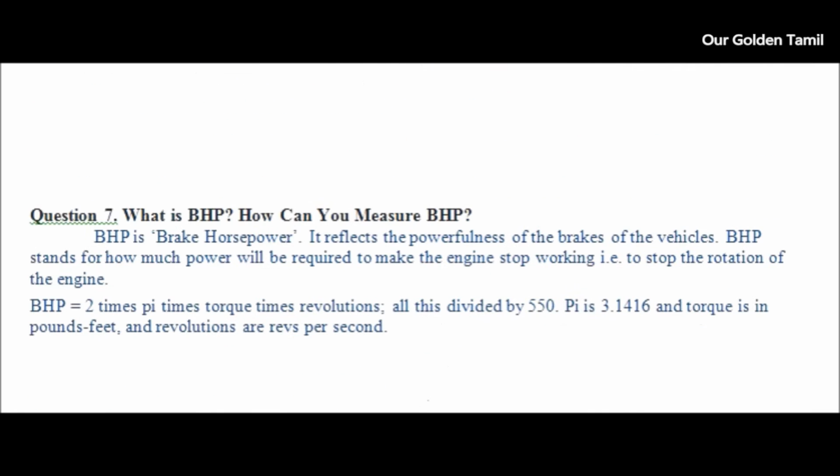Question 7. What is BHP? How can you measure BHP? Answer. BHP is brake horsepower. It reflects the powerfulness of the brakes of vehicles. BHP stands for how much power will be required to make the engine stop working, that is to stop the rotation of the engine. BHP equals 2 times pi times torque times revolutions, all divided by 550. Pi is 3.1416, torque is in pounds-feet, and revolutions are revs per second.